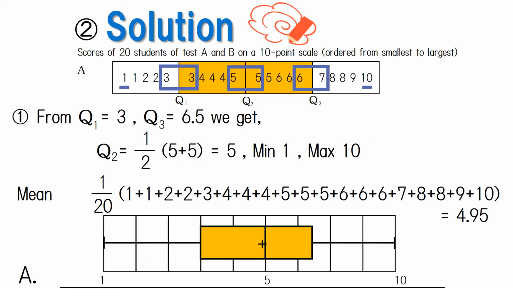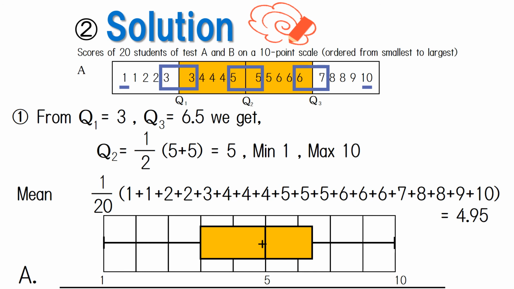Now let's draw a box and whisker diagram using the data from problem number 1. From the results of the first question, the first quartile is 3 and the third quartile is 6.5. Following that is the second quartile, which is 1/2 times (5 plus 5), which equals 5. Also, the minimum is 1 and the maximum is 10.